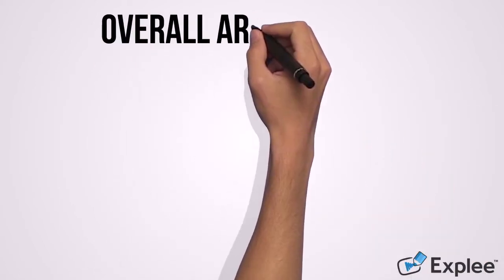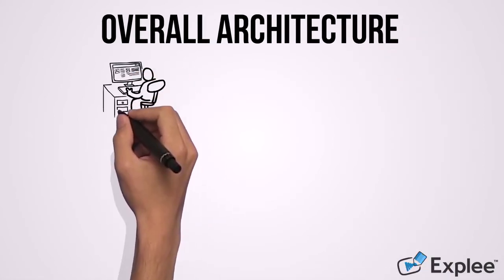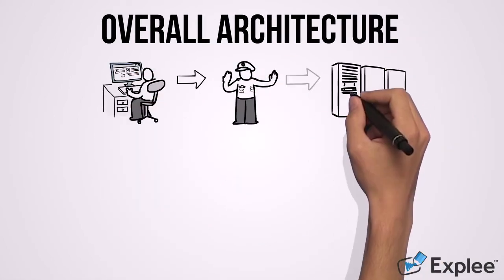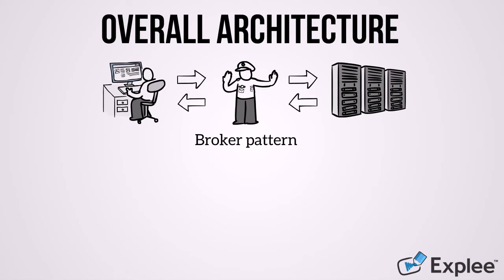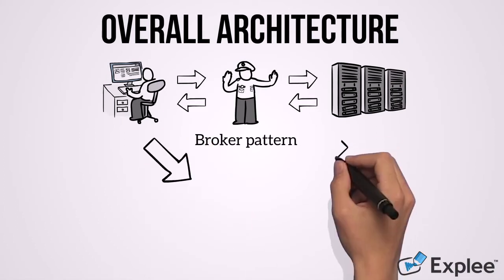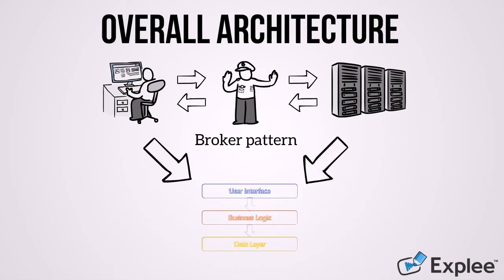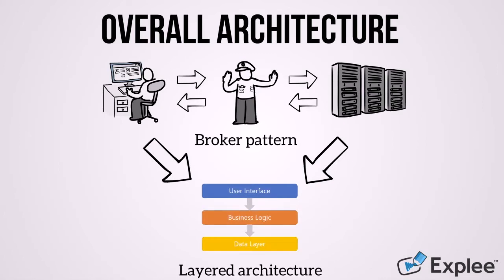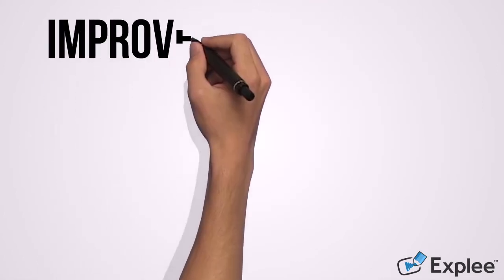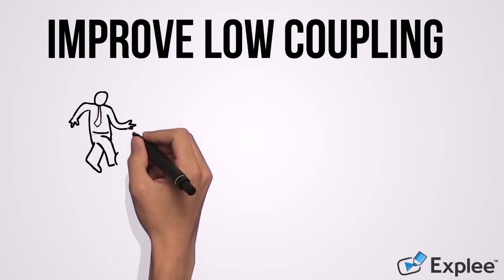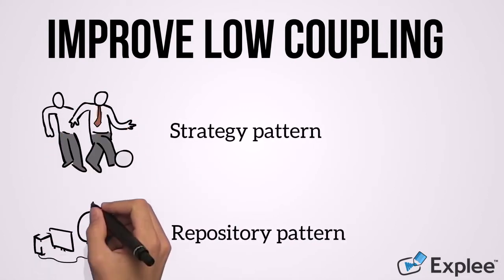So far, an overall architecture for the software system has more or less been defined. The broker pattern has been used to define the general architecture between client and server services, while every service including client-side has been built on the 3-layer architecture. To further improve low coupling, a combination of the strategy and repository pattern has been implemented.